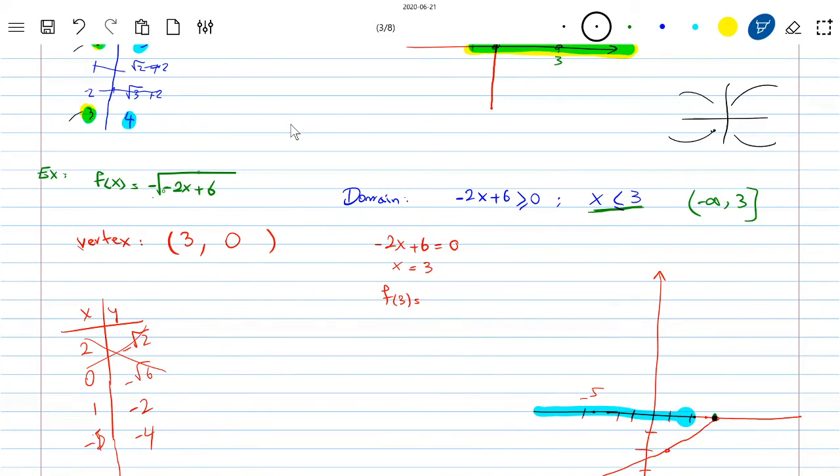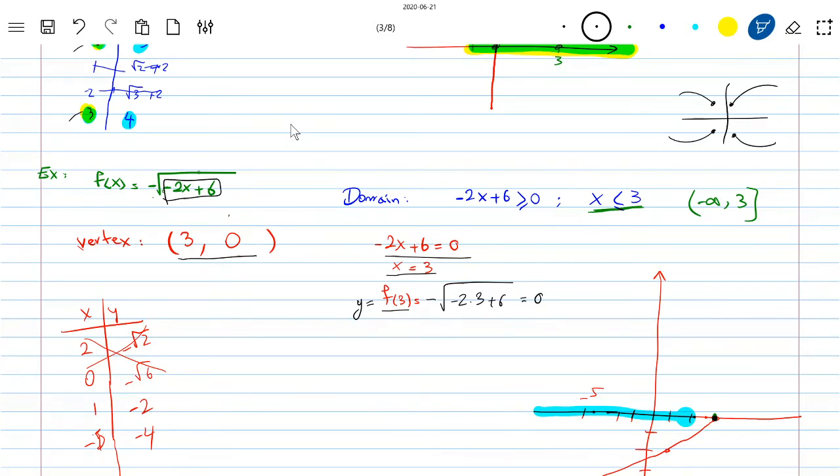Okay, but there is always an important point. This end point is what we call the vertex. So first you figure out what the vertex point is. How do you find the vertex? Set the inside of the square root equal to 0. Negative 2x plus 6 equals 0. X must be 3. So if x is 3, how do I find the y value? Find the y value by finding f of 3. It is negative square root of negative 2 times 3 plus 6, which turns out to be 0. So the vertex happens to be at 3 and 0.